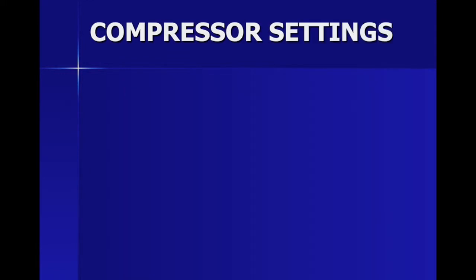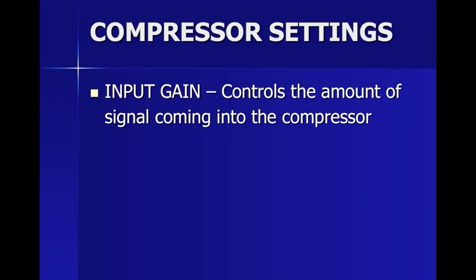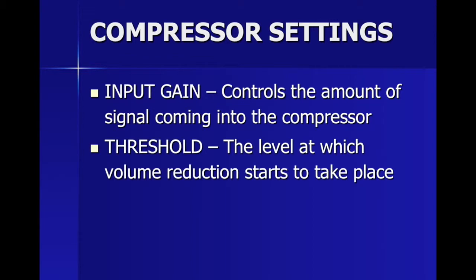Okay, so what are the settings that we have on a compressor? Well, first of all, we have a knob that allows us, and this is mostly true on most compressors, to control the amount of input coming into our compressor. So that simple control allows us to control how much signal we're going to be compressing. Then we have to set the threshold. This is where that volume reduction or the ratio is going to start taking effect. Not all compressors have threshold settings. Sometimes they have a fixed threshold and you use the input gain to determine where the signal is going to start to get compressed.